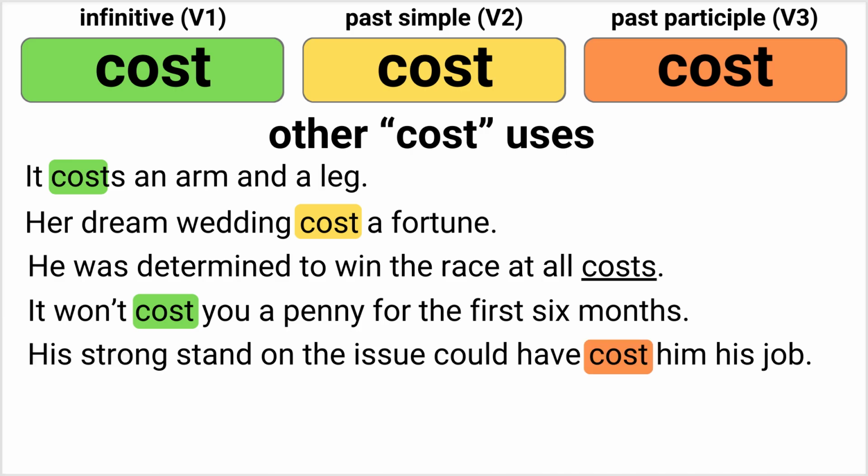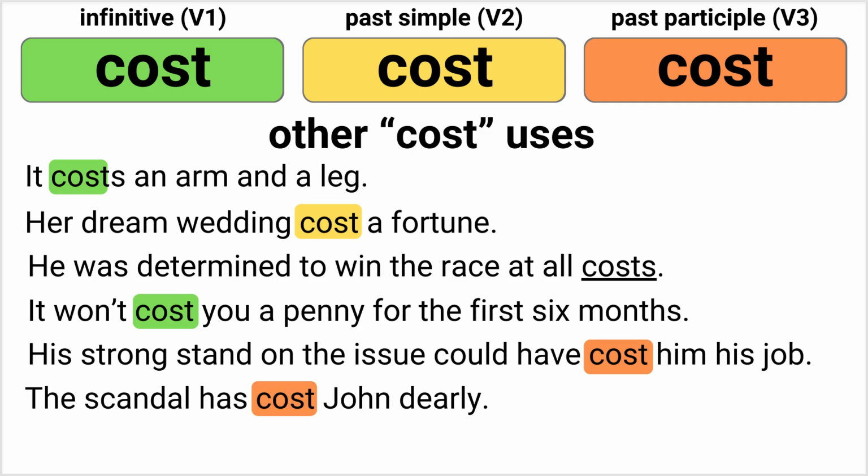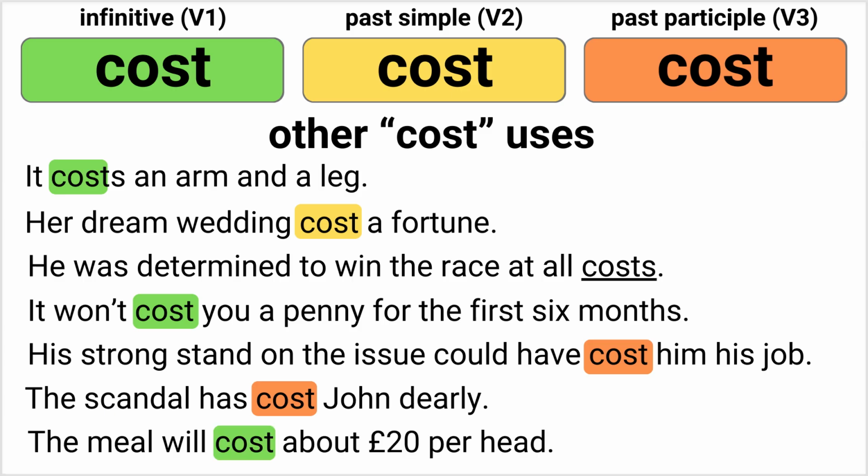His strong stand on the issue could have cost him his job. Because he took a firm position, he risked losing his job. The scandal has cost John dearly. The result of the scandal has been very harmful or damaging to John. The meal will cost about £20 per head. This tells us the price per person for the meal.